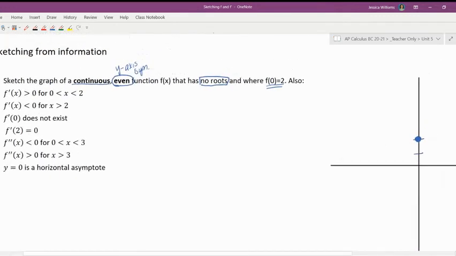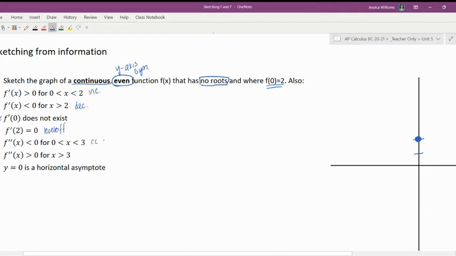All right, here's a bunch of stuff. F prime is positive. That means we have to increase in that region. F prime is negative, means we decrease. This is strange. I wonder what that means. F prime of 2 is 0. That means it's going to level off. If you have a slope of 0, that's where you level off.